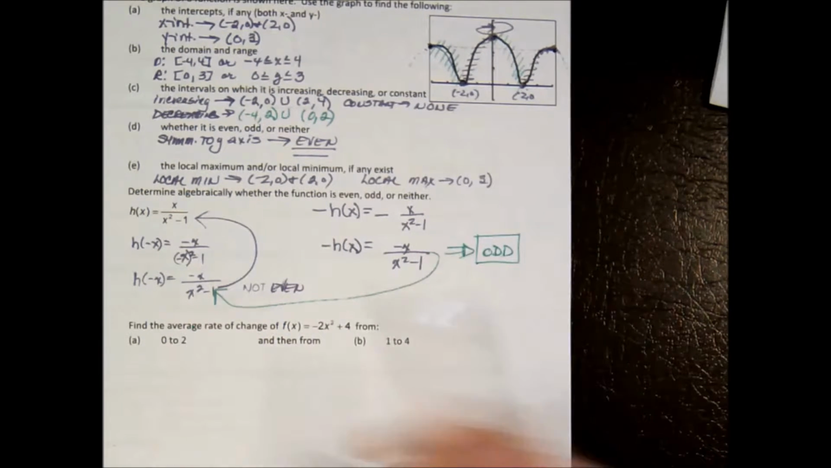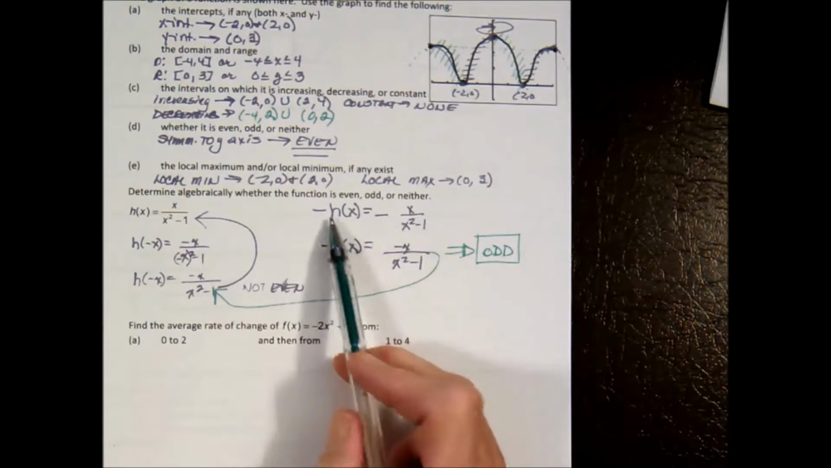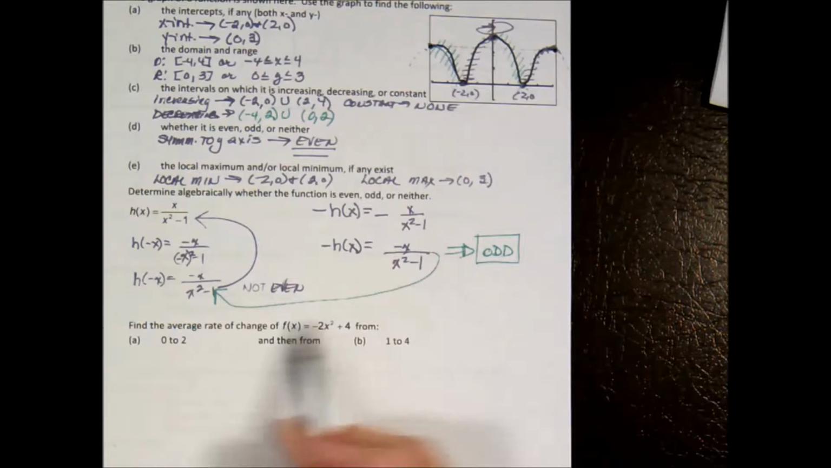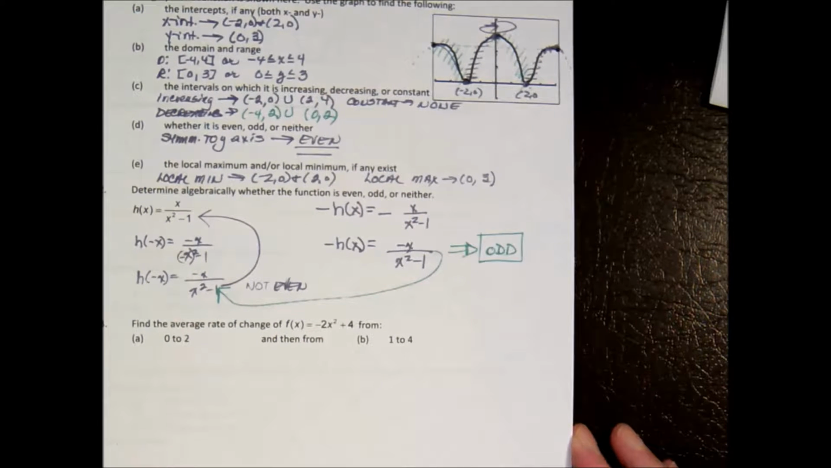So the first time you compare to the original when you test h of negative x, but when you check negative h of x, you're checking it back against what you got here. That way you can do it in 2 steps actually, rather than 3.